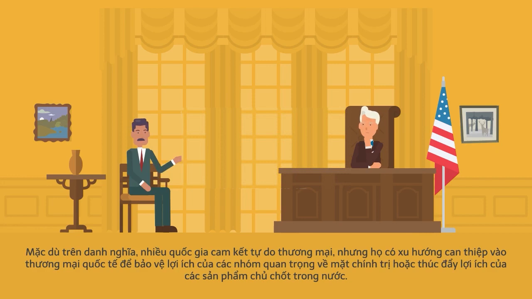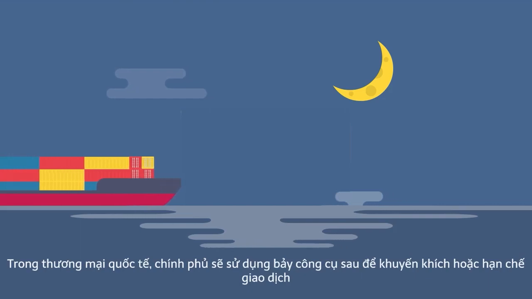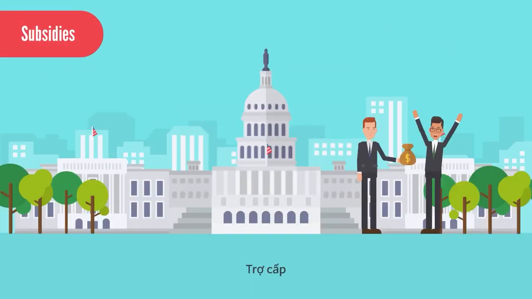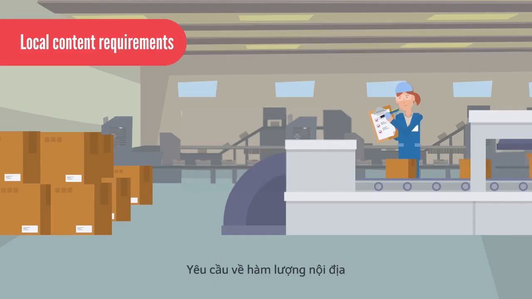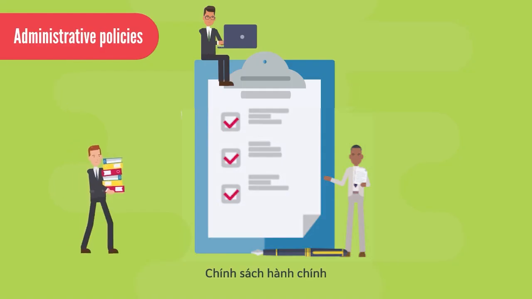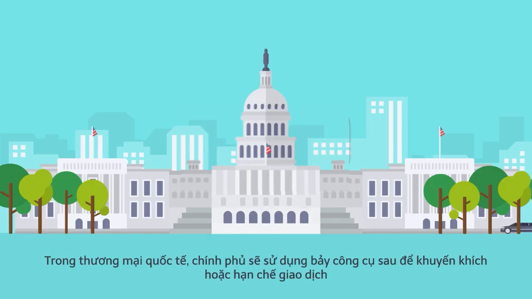Although many nations are nominally committed to free trade, they tend to intervene in international trade to protect the interests of politically important groups or promote the interests of key domestic producers. Trade policy uses 7 main instruments: tariffs, subsidies, import quotas, voluntary export restraints, local content requirements, administrative policies, and anti-dumping duties. In international trade, the government will use the following 7 tools to encourage or restrict trade.